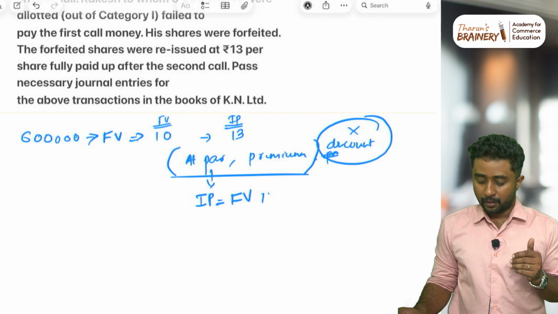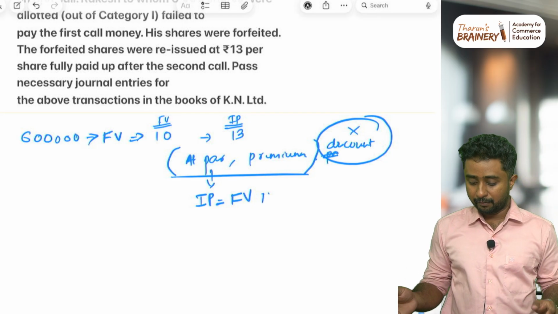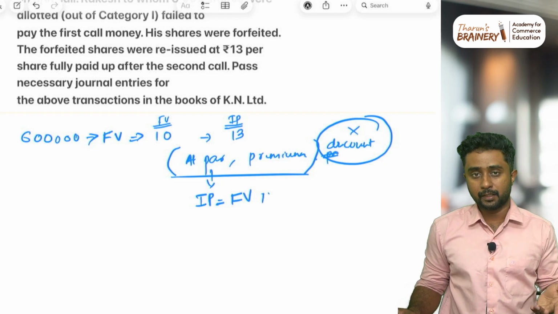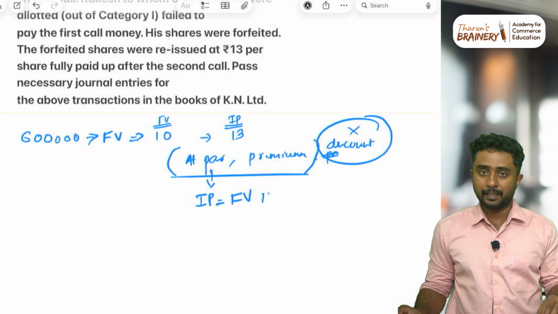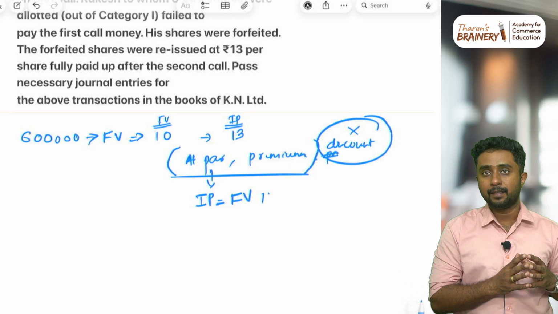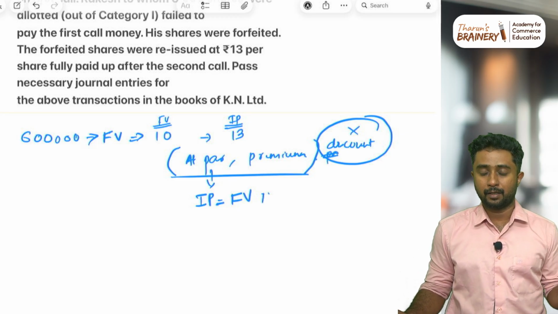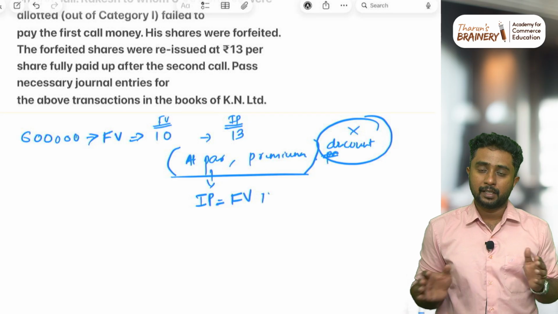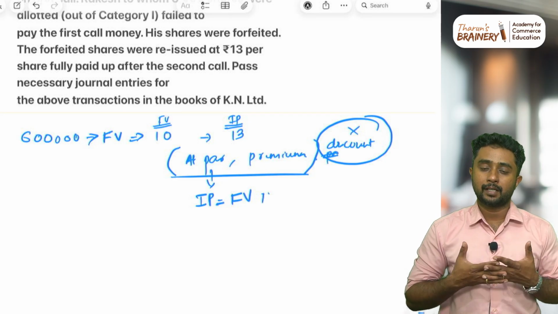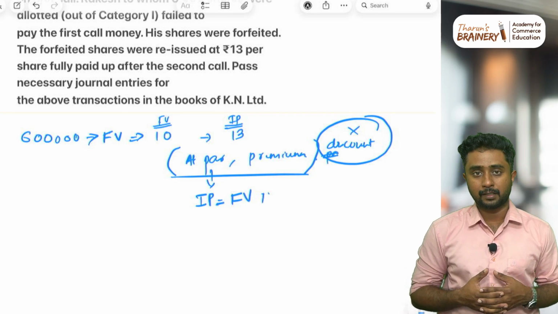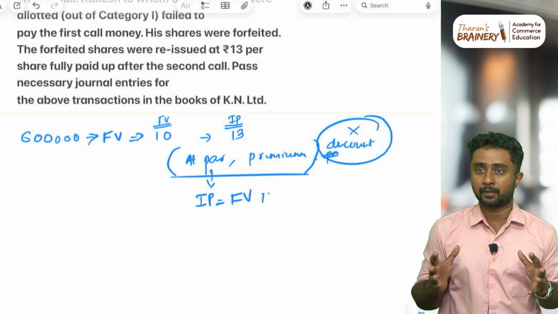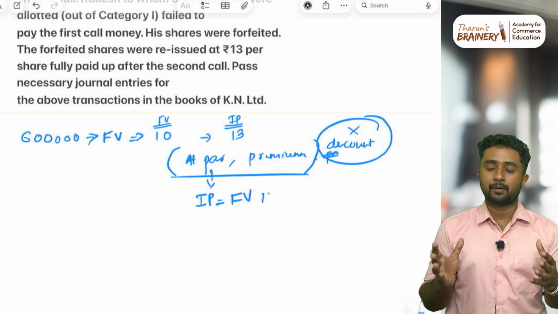Okay. Now the next is, here they are saying the issue price is 13, so it is issued at a premium only. Now the thing is, what about the difference between this issue price and face value? As you can see here, the issue price is 13 according to the question, and the face value is 10. So the difference between these two, obviously the customer is paying. We are taking the shareholder as a customer for the sake of this question and today's discussion.